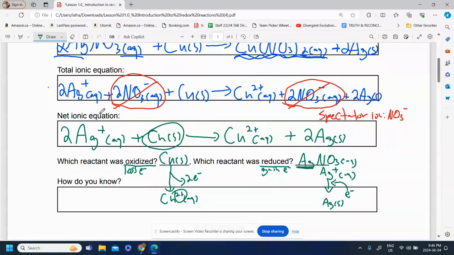Because you can see charges. So you can see that Ag+ went to Ag with no charge. And then Cu, no charge, went to Cu2+ with a charge, which allows you to see that, okay, this must have lost electrons and this one here must have gained electrons. Therefore, reduction; therefore, this to this, oxidation.